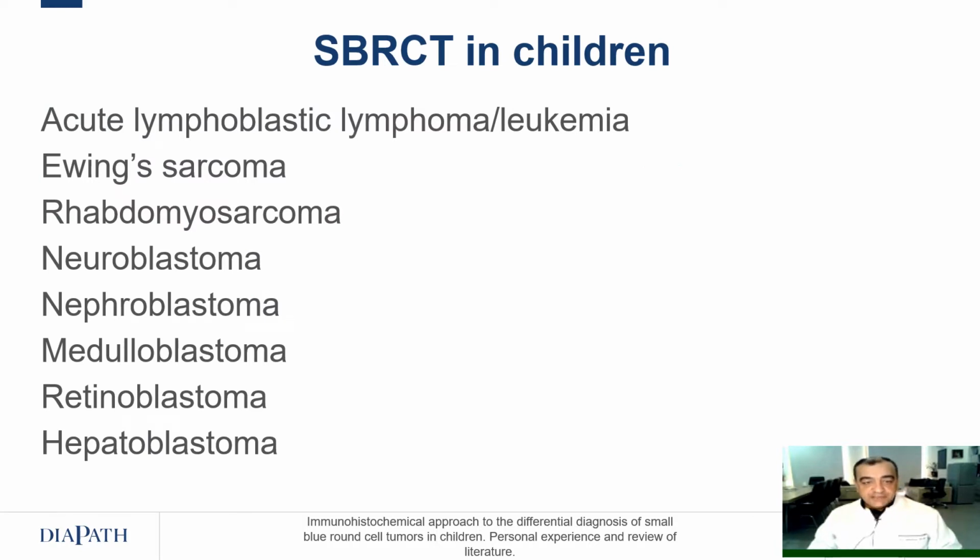Let's see which diagnostic entities we have in this group, particularly in children. The most commonly encountered nosological diseases of this group in children are eight: first of all, acute lymphoblastic lymphoma leukemia, then Ewing sarcoma, rhabdomyosarcoma, neuroblastoma, nephroblastoma, medulloblastoma, retinoblastoma, and hepatoblastoma.